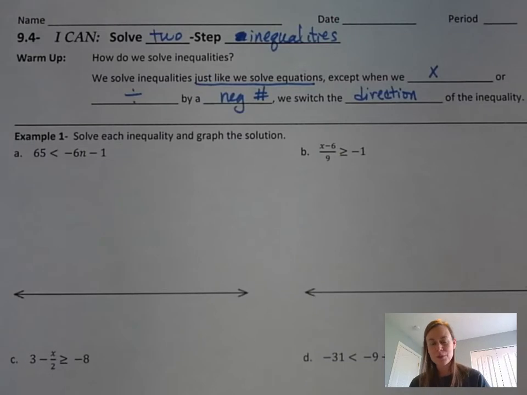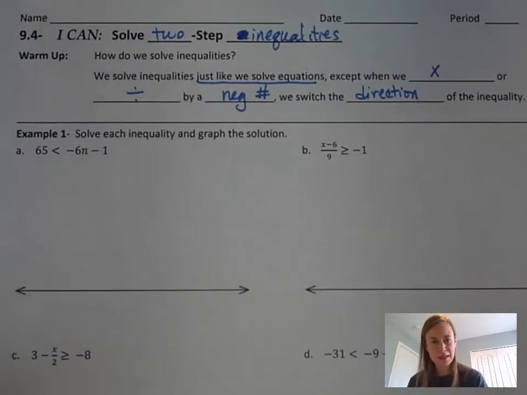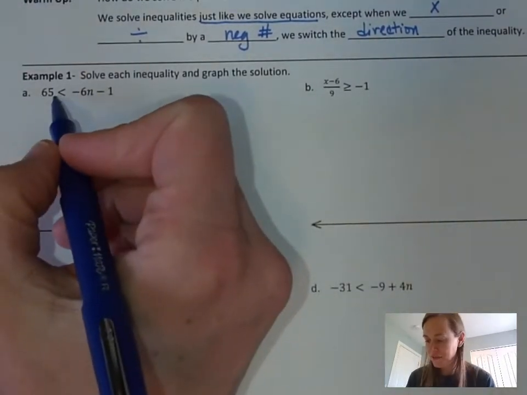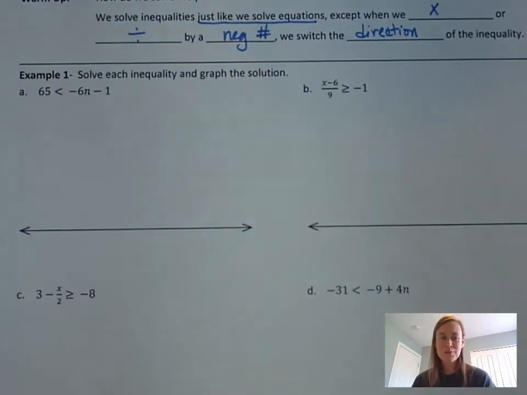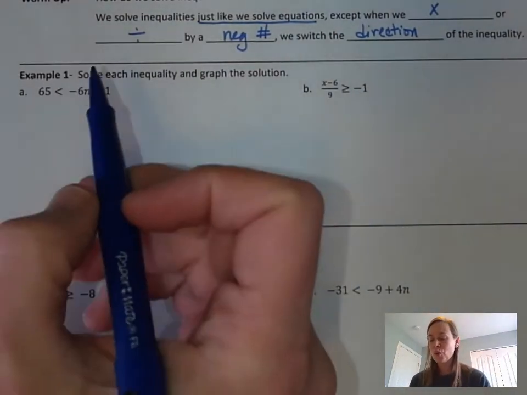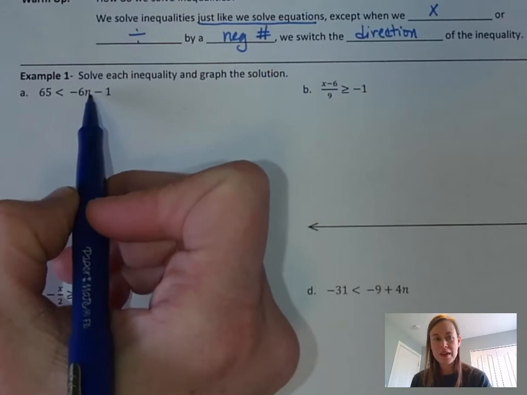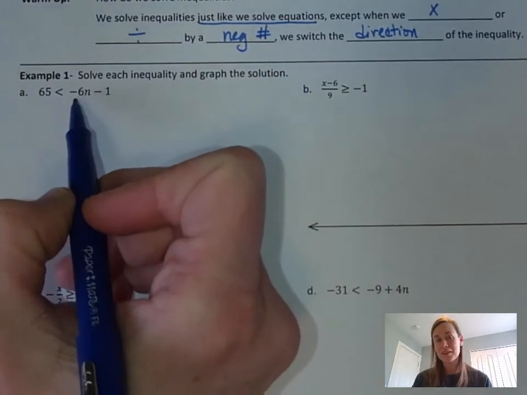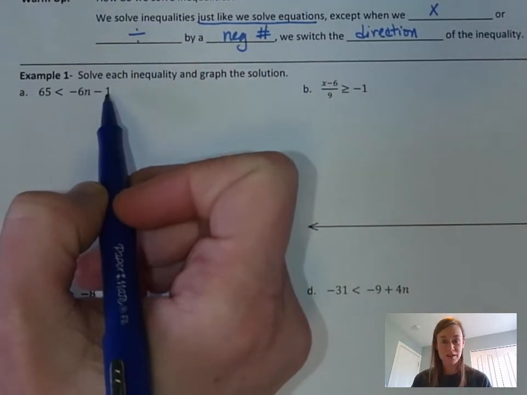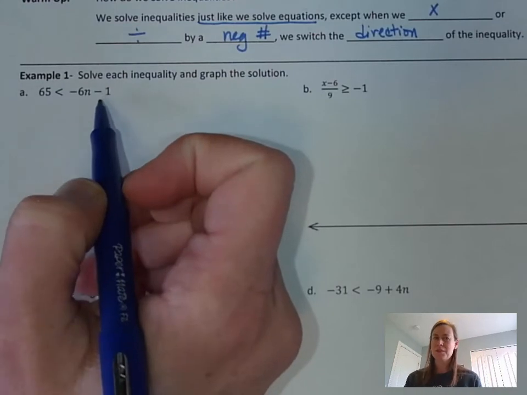Let's start with example 1a. Okie dokie. We have 65 is less than negative 6n minus 1. Okay, so what are we going to get rid of first? We want to keep the n over here. That means we have to get rid of the negative 6 and we have to get rid of the minus 1. Which one's going to go bye-bye first?